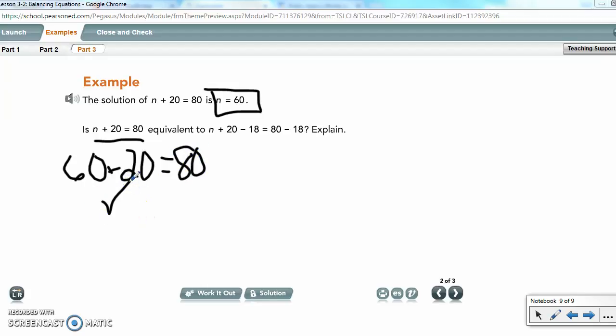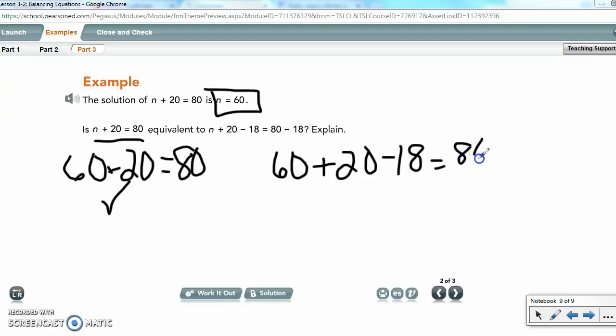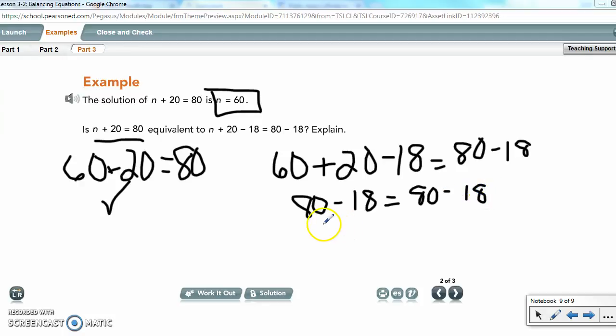Let's see if it works for the second one. If I plug 60 in for n, I get 60 plus 20 minus 18. And they want to know, is that the same as 80 minus 18? Well, 60 plus 20 is 80. I get 80 minus 18. Over here, I also have 80 minus 18. Okay, I know 80 minus 18 is 62. Well, is 62 equal to 62? Yes, so these must be equivalent. Go ahead and copy those down.